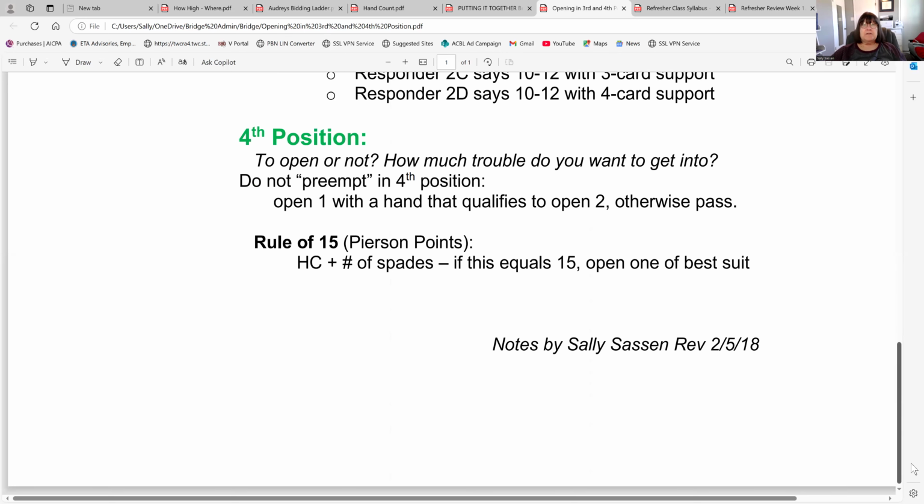Okay, so that's third position. Third position will open a little bit light if we have a good 5-card suit, and we'll open a weak 2 no matter what if we do have 6 in a suit, if we can.